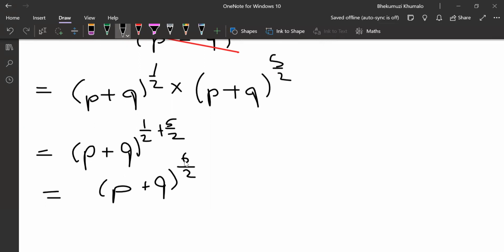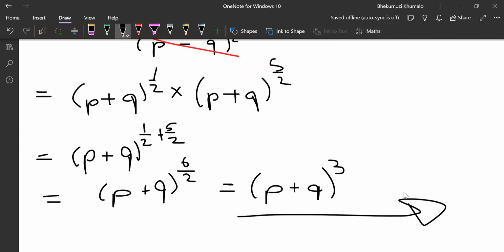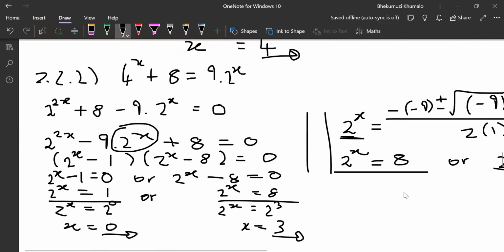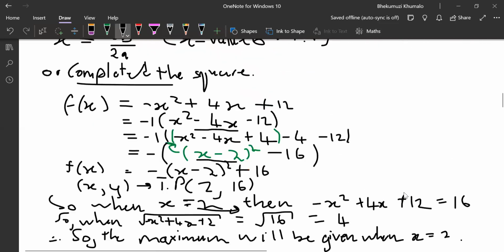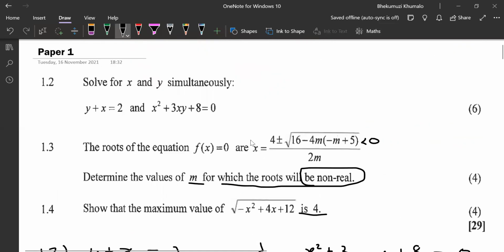But 6 over 2 would give us what? 3, right? 6 divided by 2 is just 3. Yeah. And therefore, that would be our solution there: p plus q cubed. So yeah, basically that's it. It's unfortunate that we really don't have too much time, but I hope this was as helpful as possible. And yeah, other than that, with paper 2.